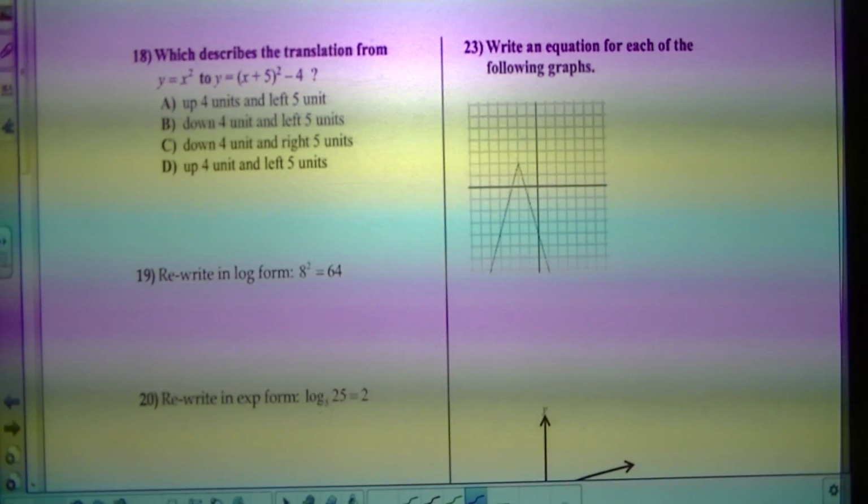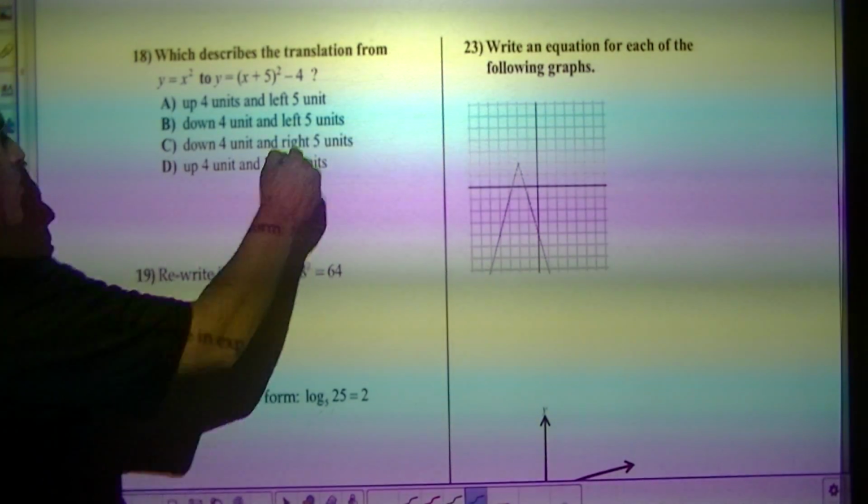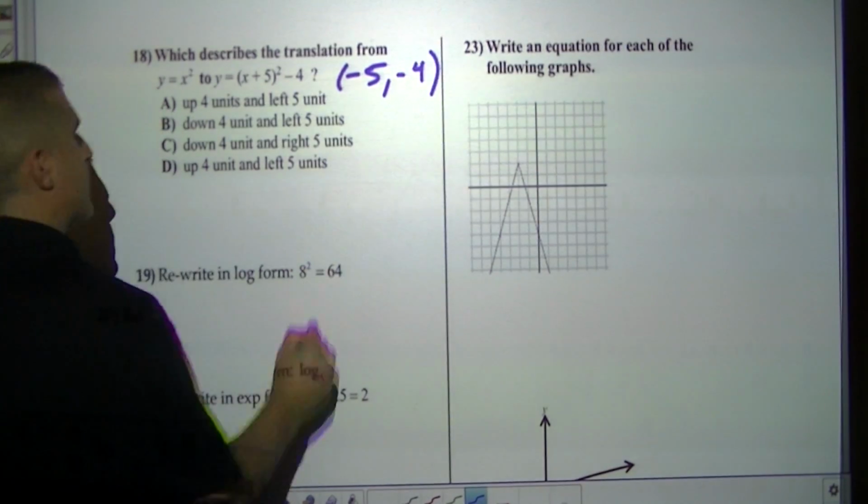All right, go into the next part. What describes that translation? Well, that's negative 5, negative 4. Remember, we do opposite for inside.